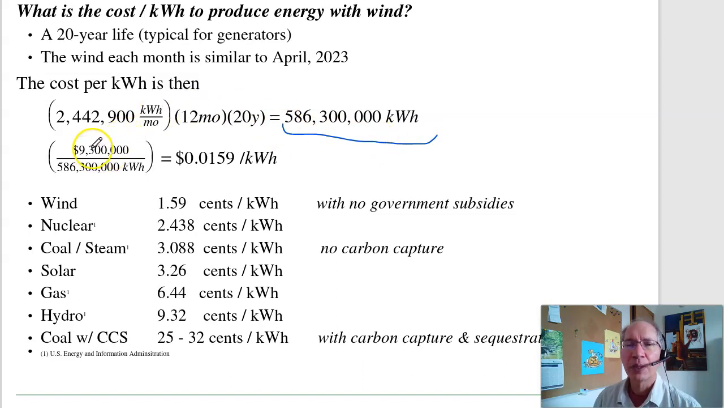At $9.3 million cost, it's 1.59 cents per kilowatt hour. That ignores operation and maintenance cost, just the installation cost. So in comparison, wind is about 1.59 cents a kilowatt hour. Nuclear, about 2.4 cents. Coal, solar, gas. Wind is hands down the cheapest way to produce electricity.